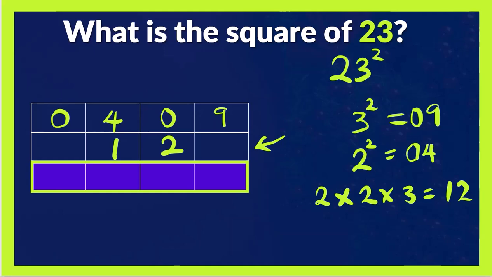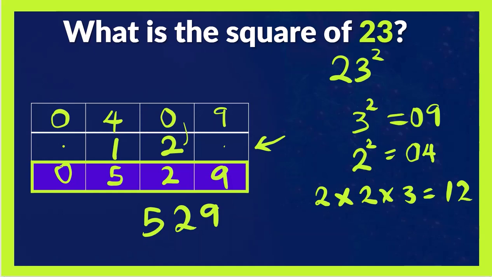The final stage is to add everything together. We add it based on column. 9 plus empty, and the empty means 0. 9 plus 0 gives us 9. 0 plus 2 gives us 2. 4 plus 1 gives us 5. And 0 plus empty, which means 0, is 0. So the answer we've gotten is 0529, which is the same thing as 529. It means our final answer is 529.